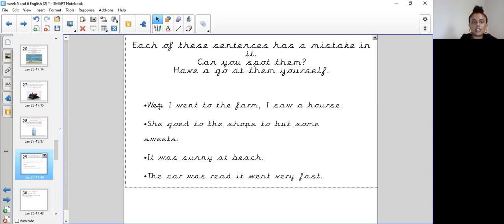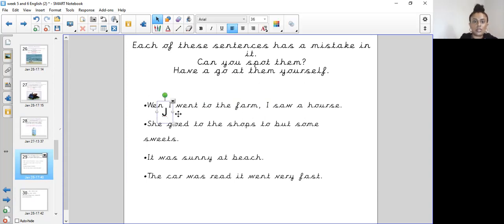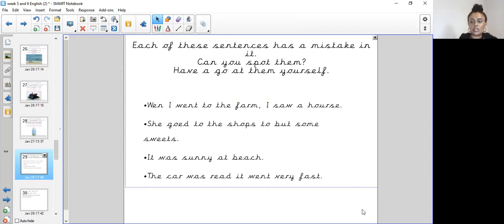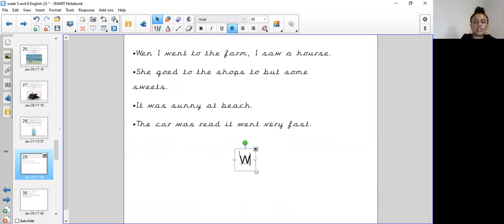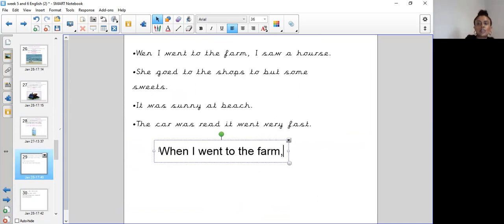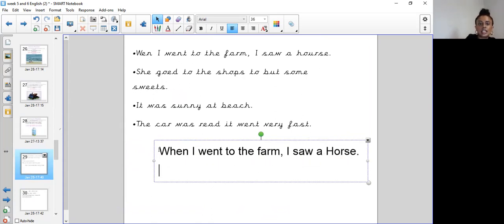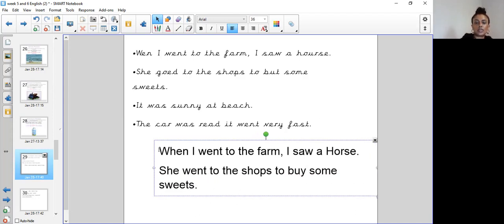So when, if I correct the sentences, when, W-H-E-N, I went to the farm, comma, I saw a horse, H-O-R-S-E. So that's how you could correct that sentence. She go to the shops to butt some sweets. So she went to the shops to buy some sweets, full stop.